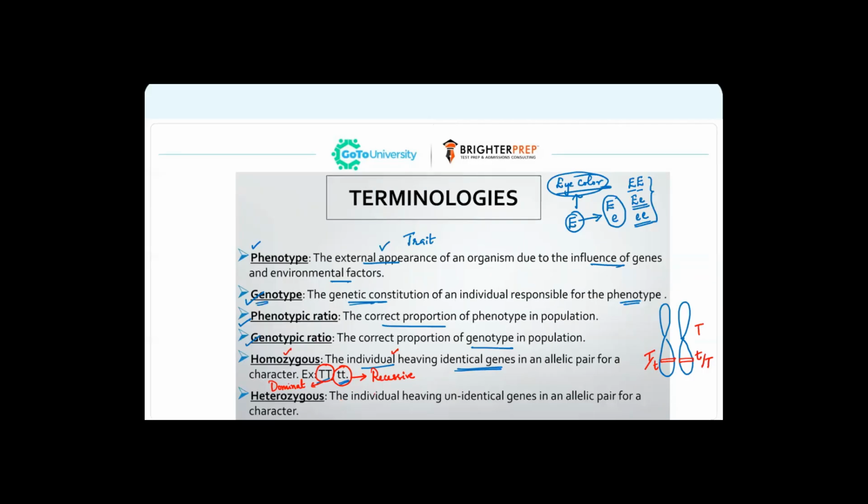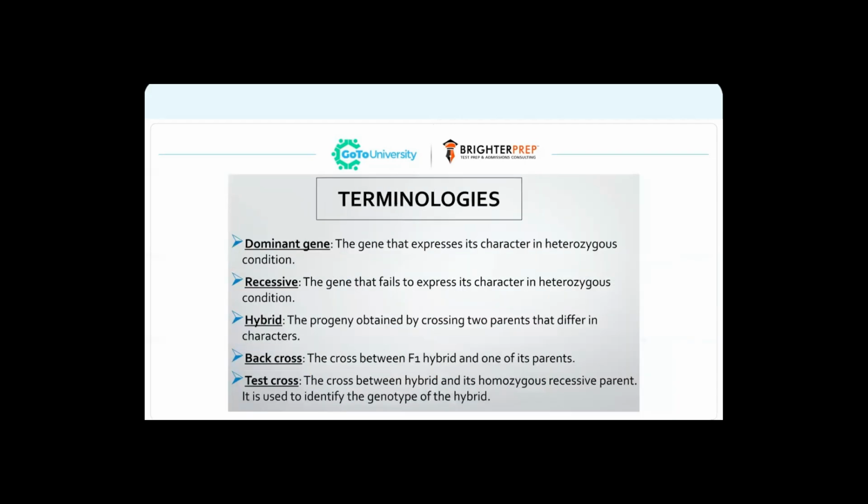Now, what if both the chromatids have different alleles? Suppose one is having capital T and the other is having small t, it is unidentical genes. So that is heterozygous. The individual having unidentical genes in an allelic pair for a character is termed as heterozygous. Now, moving to the next term, that is dominant gene.